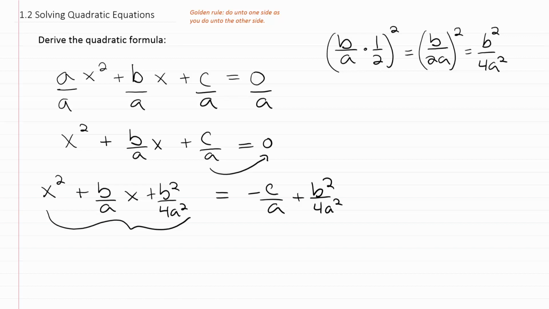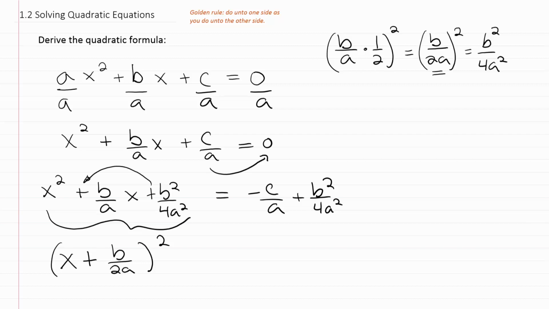Now this trinomial can be factored. It's going to be a perfect square trinomial, and the way it factors is x, and then because it's a positive on the right, it'll be two plus signs in the factoring, so we'll just put a plus there. And then remember, it's this piece that goes inside the parentheses. So it'll be b over 2a, or in other words, half of the original b term.